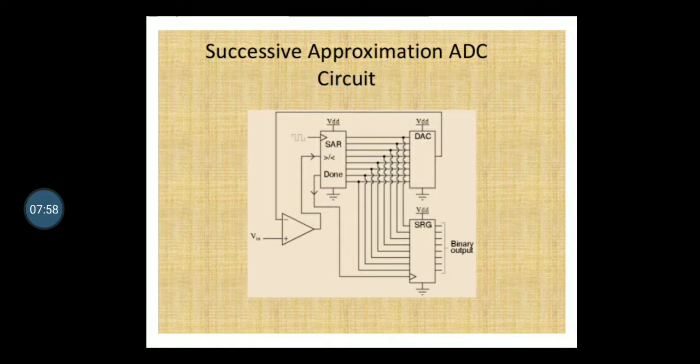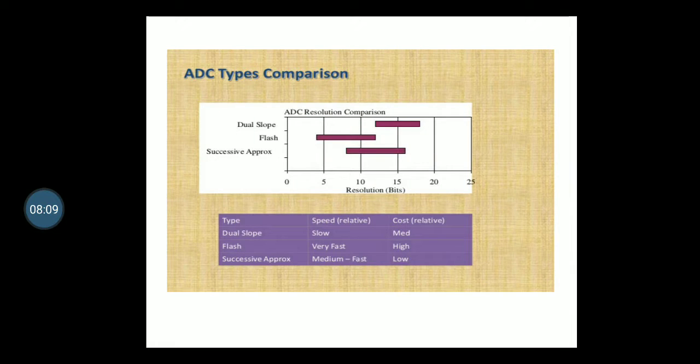So this is the successive approximation type ADC circuit, where we use a DAC, that is digital to analog converter, and the register. Here we have the ADC types compared. First one is the dual slope type, another one is the flash type, and the other one is the successive approximation type. Comparatively, successive approximation type has high resolution and is fast. Also it is low in cost.